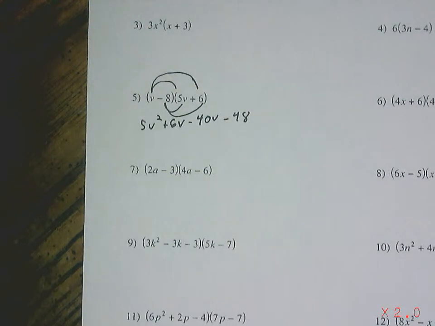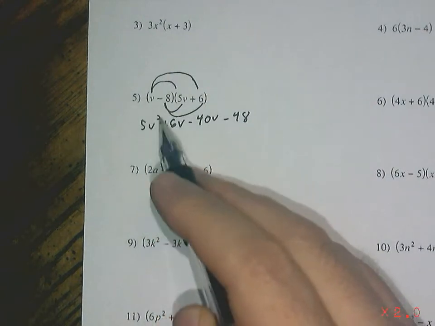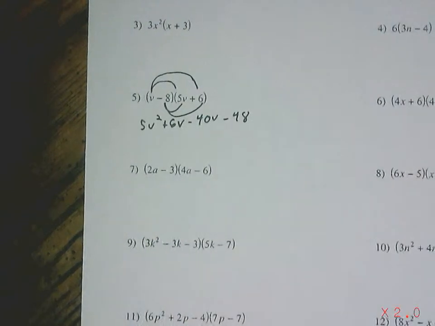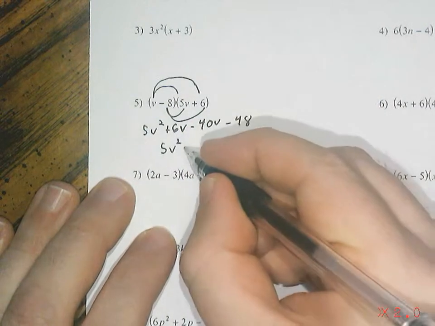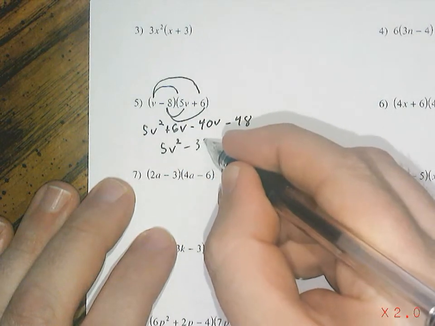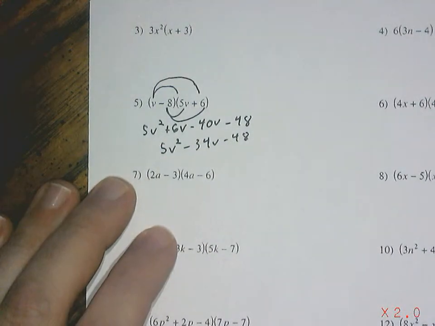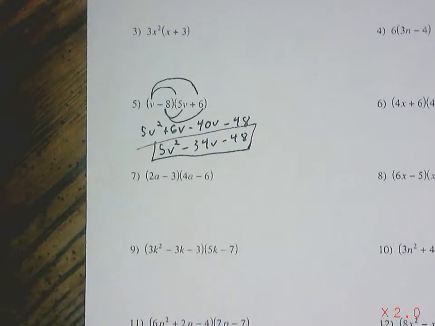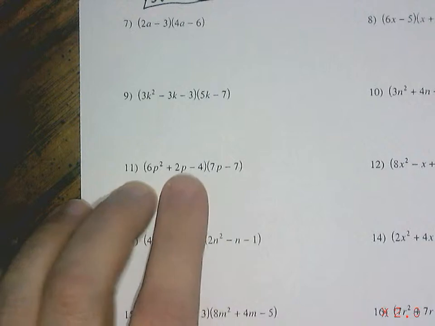Now, still not quite done. We can simplify this a little bit, right? 5v squared doesn't have any like terms because there's nothing else with a square above the v. But these two, 6v and negative 40v, can combine, and we're going to get 5v squared minus 34v minus 48. And that is going to be my final answer. Not too tough, right? Now let's look at something a little trickier. So let's look at number 11 here.